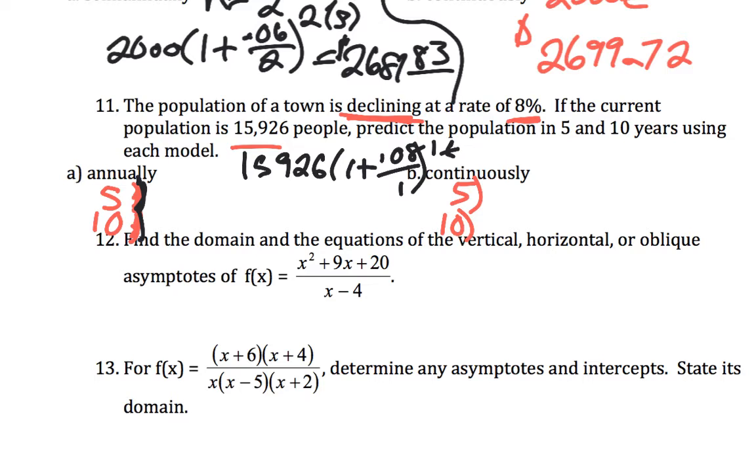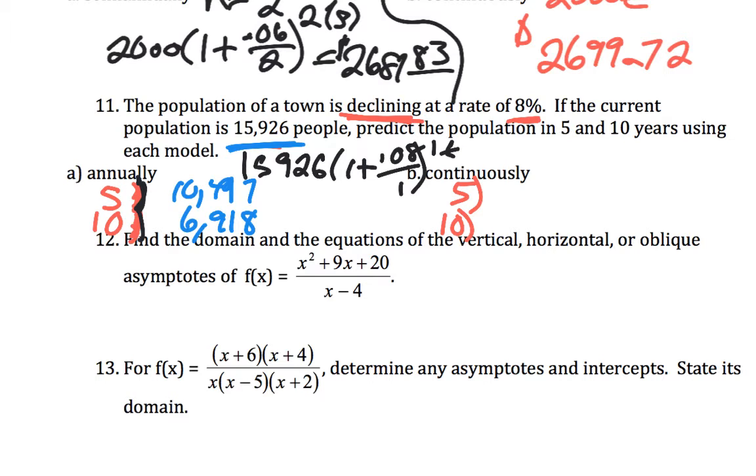So I put that on my calculator, and for 5 years I get 10,497. And then for 10 years I get 6,918. Now, did that drop? Yes, it did. So at least I know that part's right.